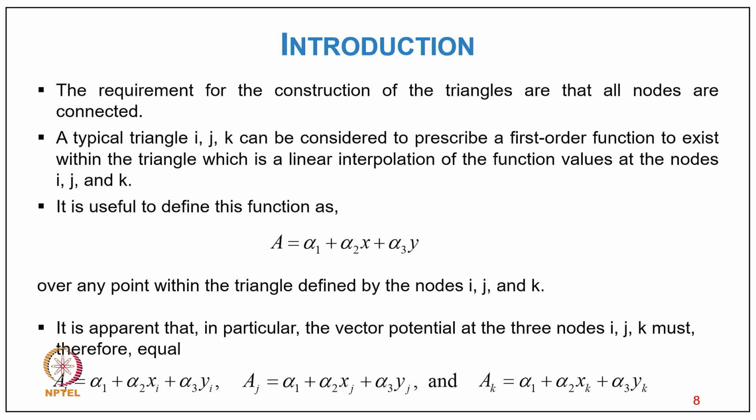A typical triangle IJK can be considered to prescribe a first-order function existing within the triangle, which is a linear interpolation of the function values at nodes I, J, K. It is useful to define this function as equal to alpha 1 plus alpha 2 x plus alpha 3 y over any point within the triangle defined by the nodes I, J, K. It is apparent that the vector potential at the three nodes I, J, K must therefore be: Ai equal to alpha 1 plus alpha 2 xi plus alpha 3 yi, Aj equal to alpha 1 plus alpha 2 xj plus alpha 3 yj, and Ak equal to alpha 1 plus alpha 2 xk plus alpha 3 yk.